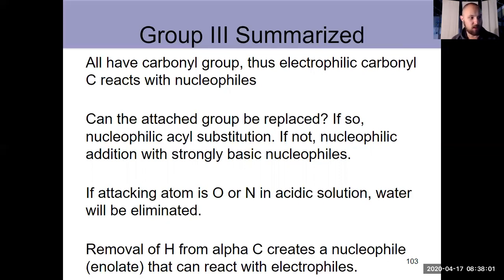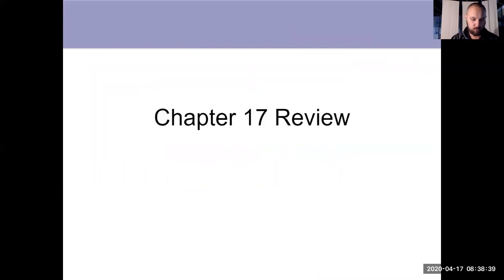In chapter 16, we saw if the attacking atom is oxygen or nitrogen with those lone pairs, if I'm in an acidic solution, then I end up eliminating water, forming things like an imine. And what we spent a lot of time on in this chapter, if I pull hydrogen off of the alpha carbon, I create an enolate. That enolate can act as a nucleophile and react with electrophiles, either other electrophiles in solution or even itself in an intramolecular reaction. So that's not all of it, just the big ideas. I have plenty of things to consider from chapters 15, 16, 17. And remember, as always, there are practice problems contained in the slides at the end of this chapter.